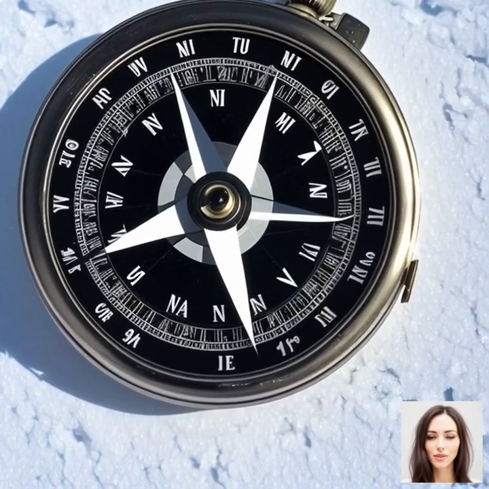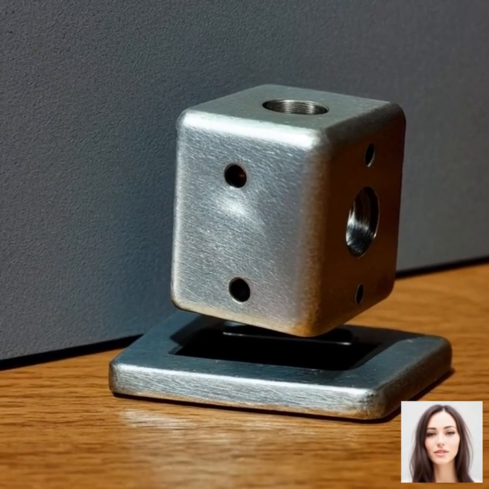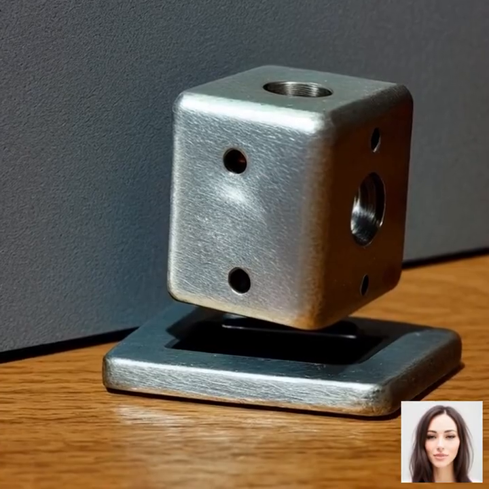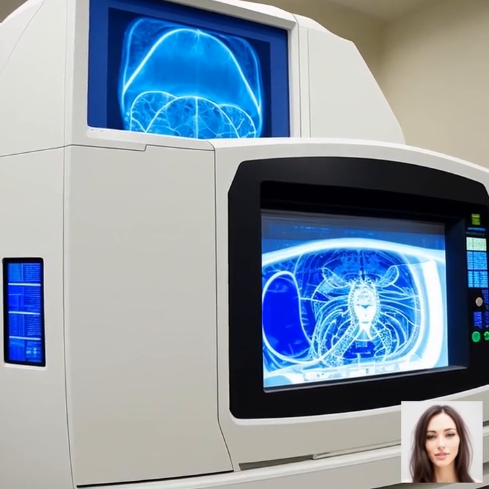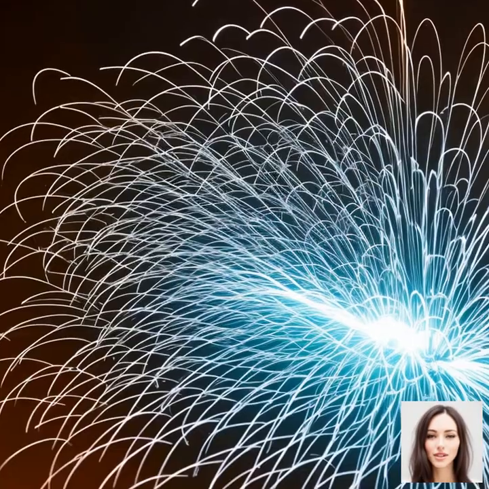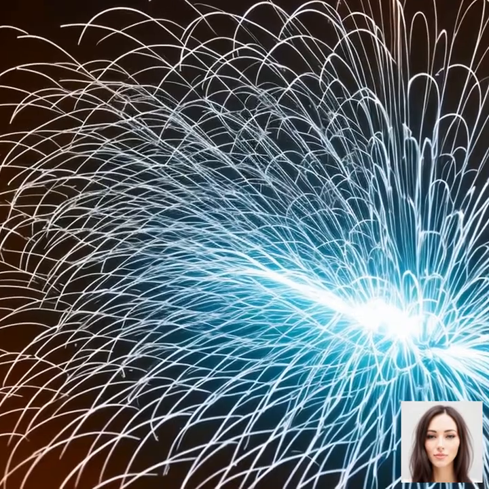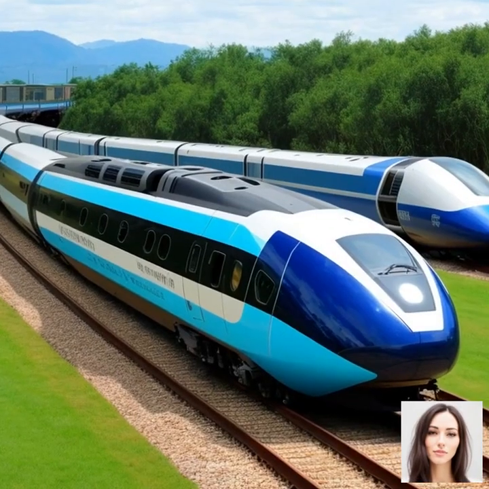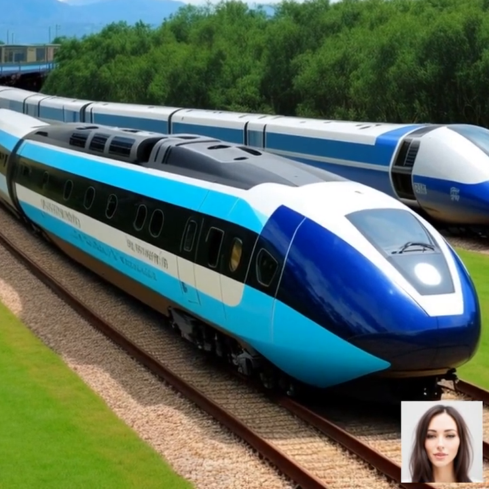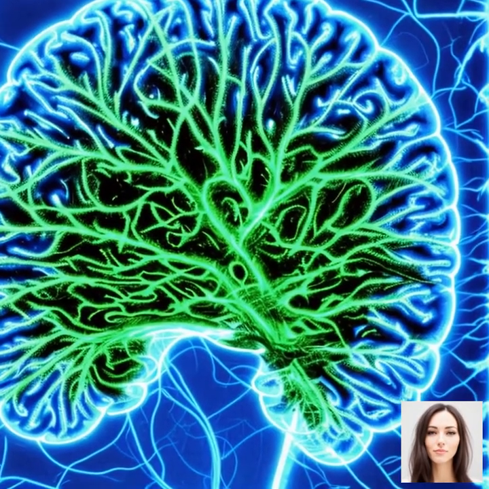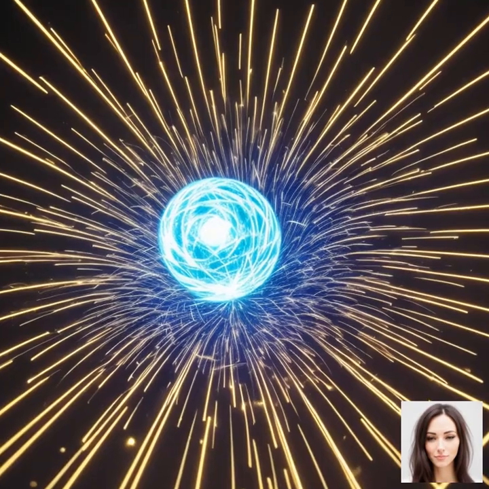It's responsible for the attractive and repulsive forces between magnets, as well as the interaction between magnets and certain materials, like iron or steel. Now, you might be wondering how these magnetic fields are created. The answer lies in the movement of charged particles, specifically electrons. You see, electrons are tiny particles that orbit the nucleus of an atom. When these electrons move, they create a magnetic field.